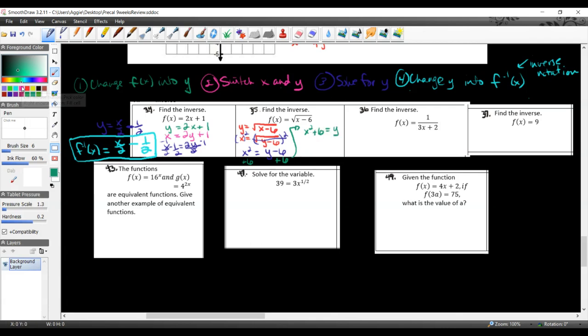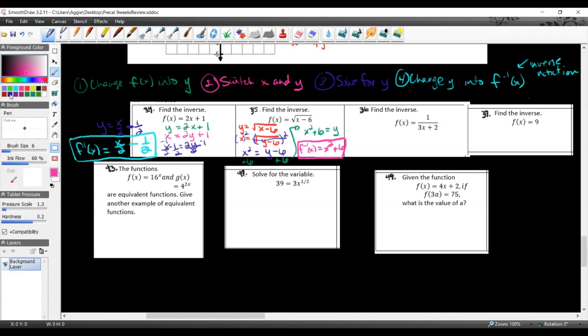We just need to write the answer officially. So we can do that with the inverse notation. So f negative 1 of x is equal to x squared plus 6. And if you notice, everything is just opposite. So here, instead of a minus, we have a plus. Instead of a square root, we have a square. The 6 used to be inside, and now it's outside. So everything is just opposite of what it originally was, because that is what inverse does. It switches everything around.